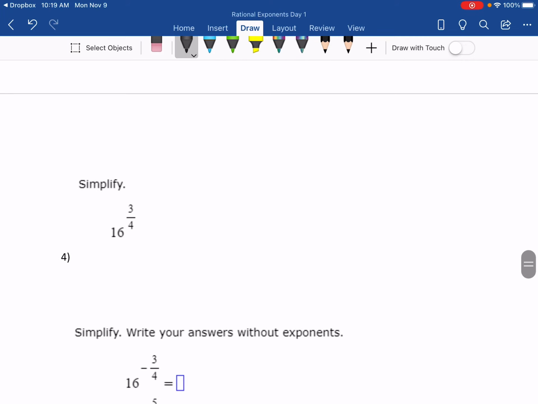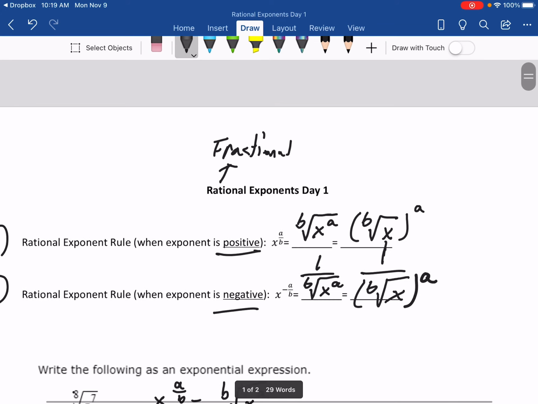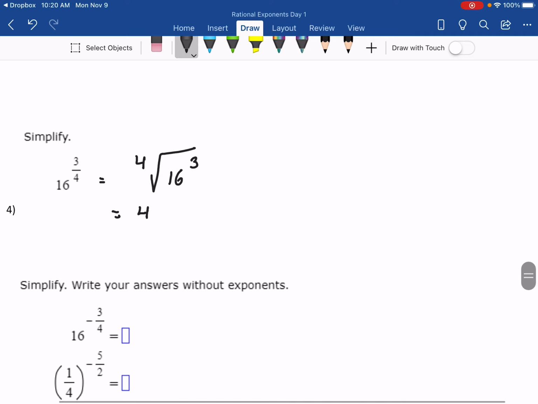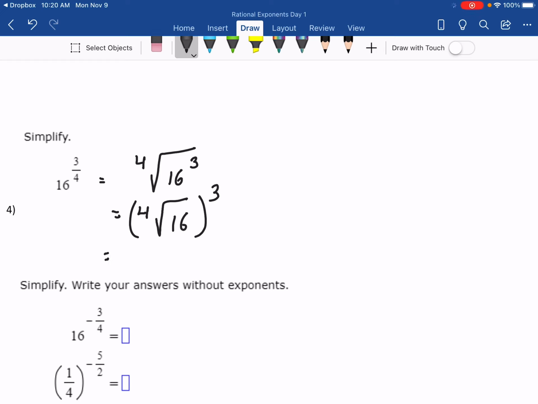Number 4, 16 to the 3/4. So this is going to be the 4th root of 16 cubed. Now 16 cubed is a big number, and then we have to find the 4th root of that. So it's going to be a lot easier to use the rule over here, the bth root of x, and then raise all of it to the a power. So in other words, we're going to do the 4th root of 16, get an answer for that, and raise that answer to the 3rd power. The 4th root of 16 is just 2, because 2 to the 4th is 16, 2 times 2 times 2 times 2. And 2 to the 3rd is 8.